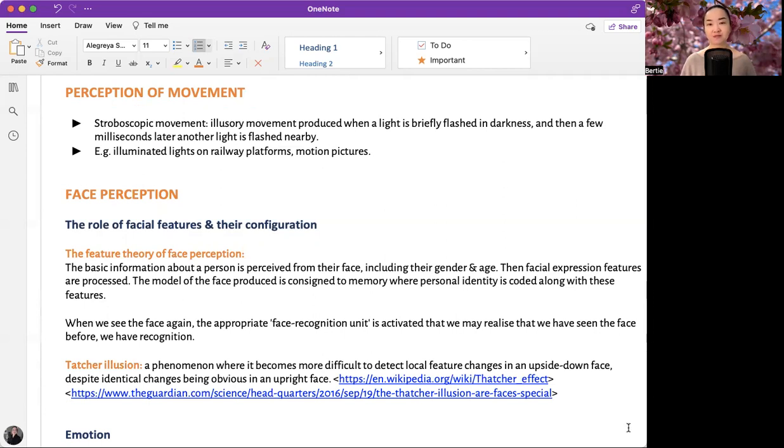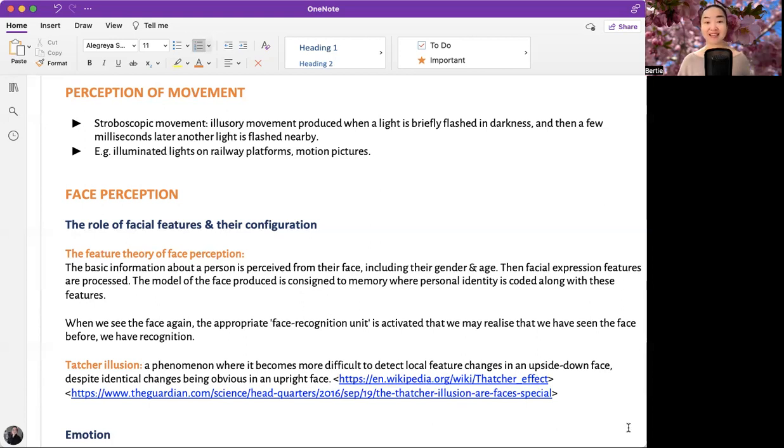Face perception. The role of facial features and their configuration. The feature theory of face perception. The basic information about a person is perceived from their face, including their gender and age. Then facial expression features are processed. The model of the face produced is consigned to memory, where personal identity is coded along with these features.